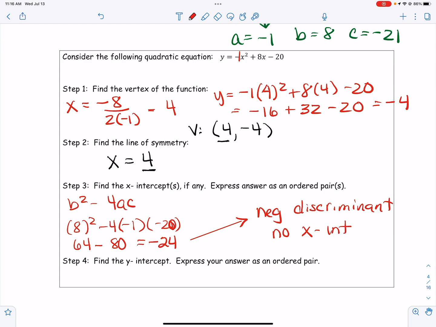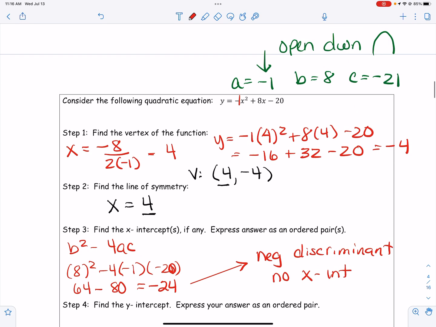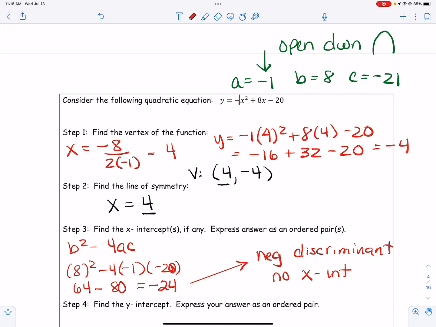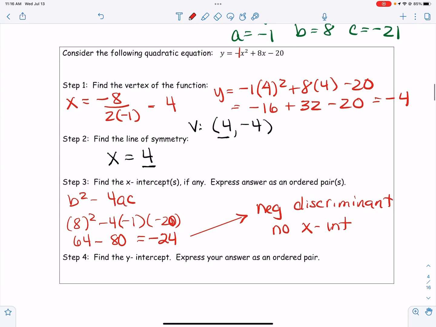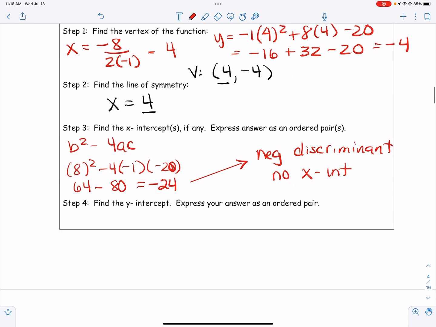x-intercepts, which means also you could try to factor that, and you're not going to find factors of -20 that make +8. Well, I take that back. You would have to divide everything by -1, and then you'd have factors of +20 that are trying to find -8. The y-intercept, remember, your y-intercept is always the constant. So 0, -20 is your y-intercept, okay?